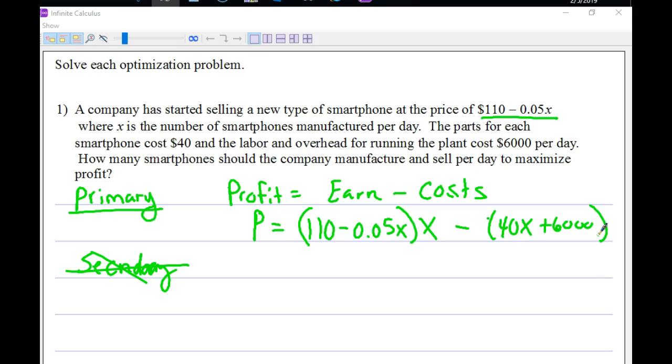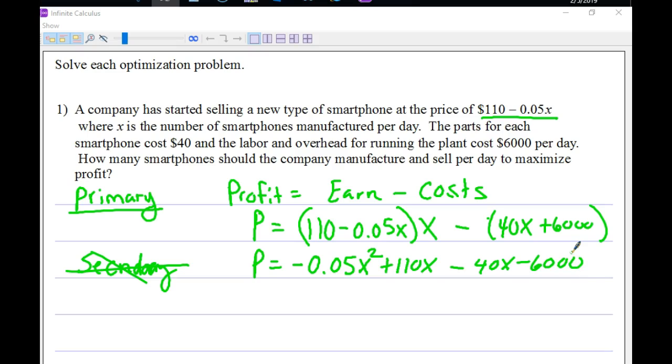So we're not going to have a secondary equation. We're just going to go ahead and solve this as is. So the first thing I would do is distribute this x into the problem. This is going to be negative 0.05x squared. I'm going to rearrange these numbers too. Plus 110x minus 40x minus 6,000. And distribute the minus there.